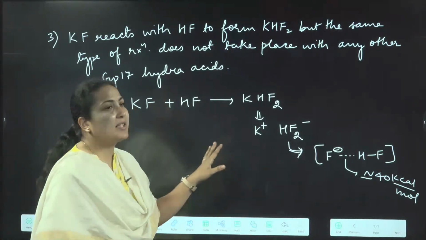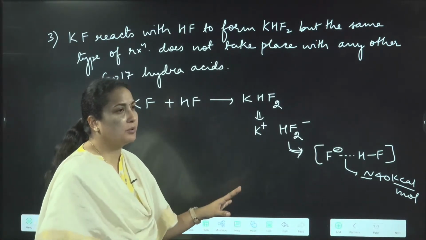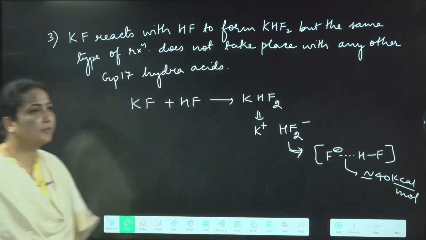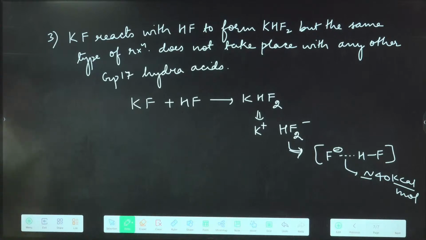With other hydracids, this kind of interaction is not possible. That means the hydrogen bonding is not taking place like this. So that is the reason it is not getting formed. Please write this.